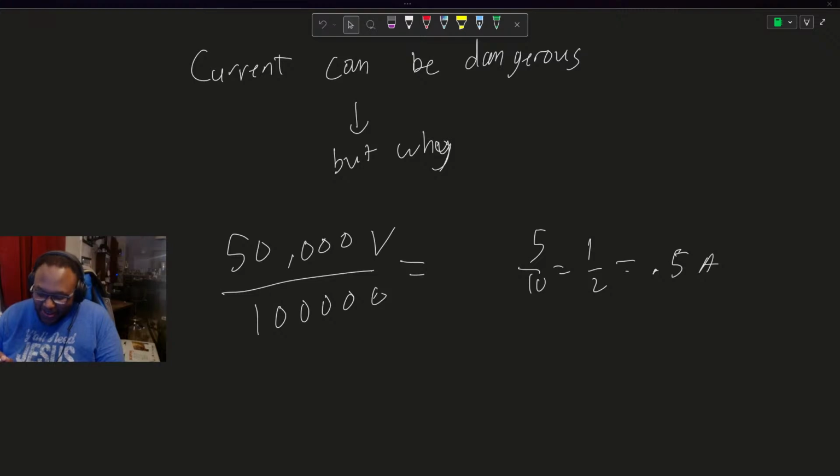But yeah, so we have a half amp going through your body with 50,000 volts of electricity running through the 100,000 ohms of resistance of your skin. Now, in general, how much resistance is 100,000 ohms? It's 100k, 100 kilo ohms. I don't know if that's the question you were asking.